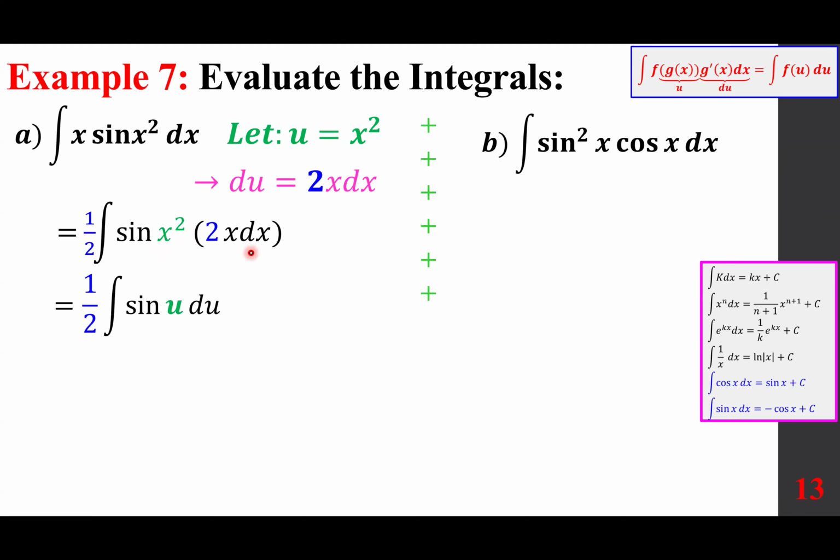and of course the derivative of sine is cosine, but the integral of sine is negative cosine. So negative 1/2 cosine u plus a constant, where u must be replaced by x squared, and that's the final answer.